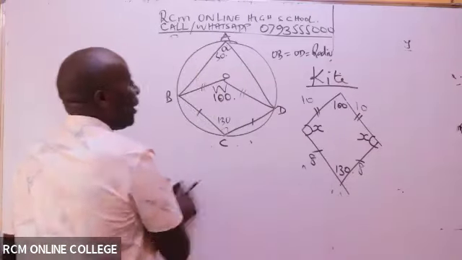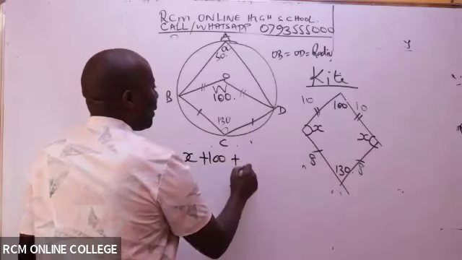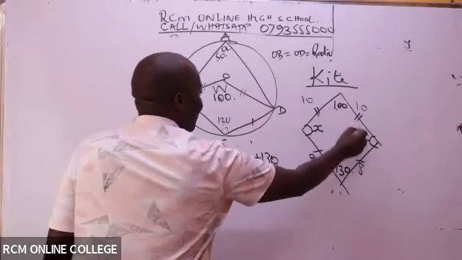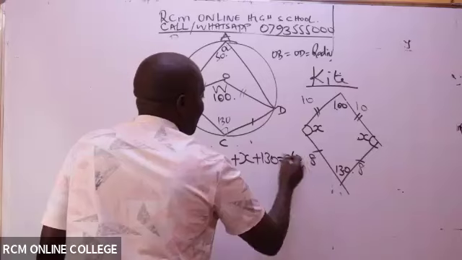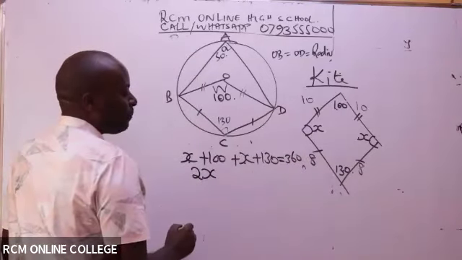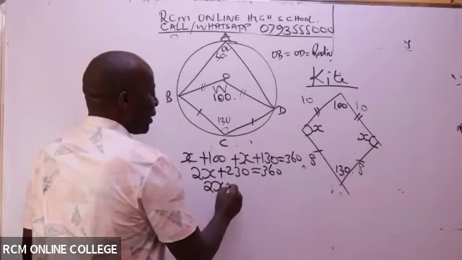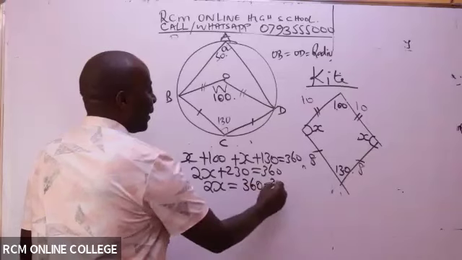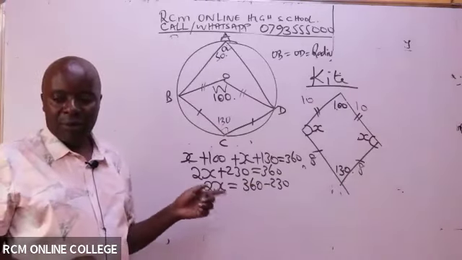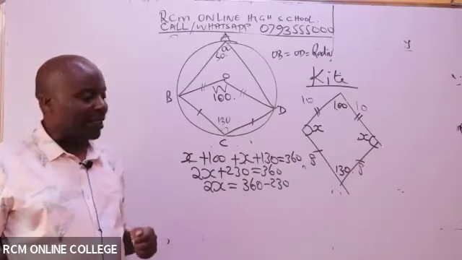So if you add them, we have x plus 100 plus this x plus 130, which should be equal to 360. So this will be 2x plus 230 equals 360. So 2x will be equal to 360 minus 230. So 360 minus 230 will give me what figure, somebody? Yeah, thank you, Maureen.